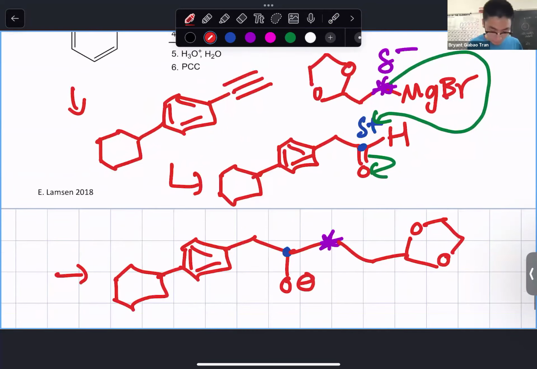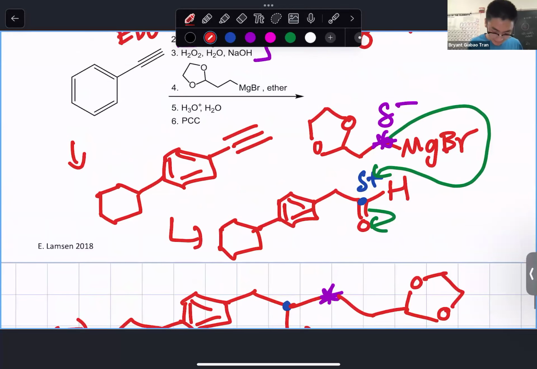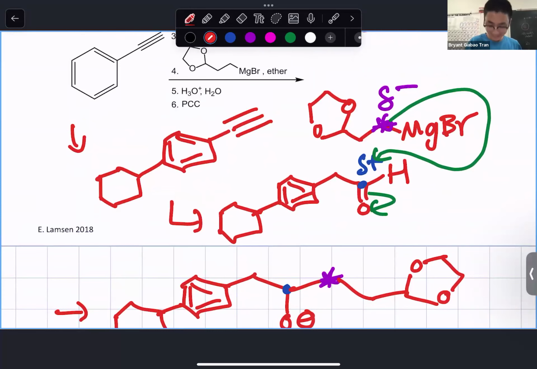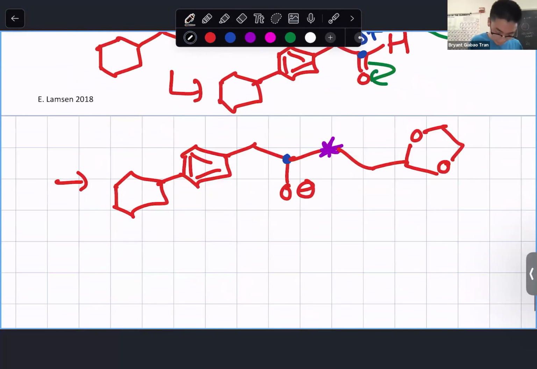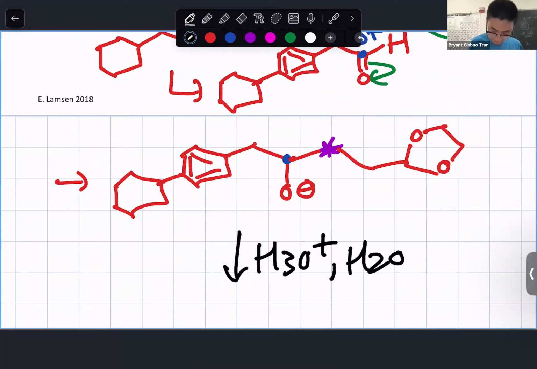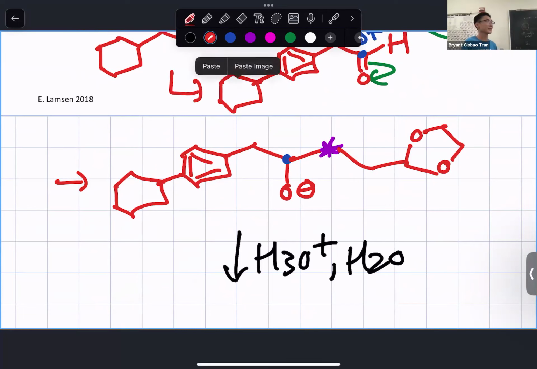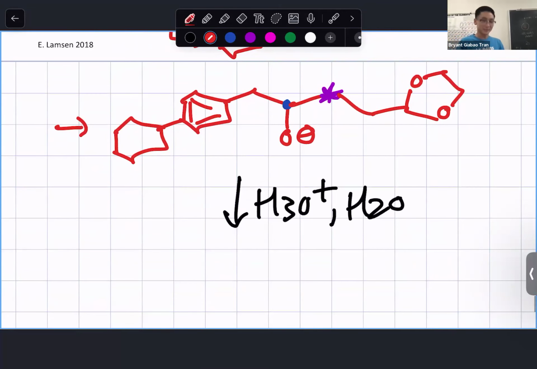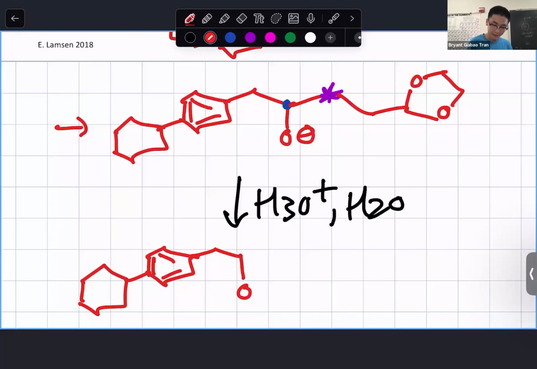Okay. Now the 5th step, H3O plus, here we'll do 2 things. Right, H3O plus and water. What will it do? H3O plus, water. It's gonna do 2 things to this molecule. Yeah, protonate the negative oxygen to become OH.